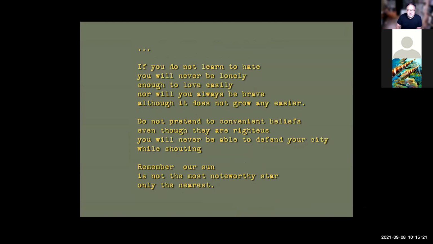If you do not learn to hate, you will never be lonely enough to love easily, nor will you always be brave, although it does not grow any easier. Do not pretend to convenient beliefs, even though they are righteous. You will never be able to defend your city while shouting. Remember that our sun is not the most noteworthy star, only the nearest.